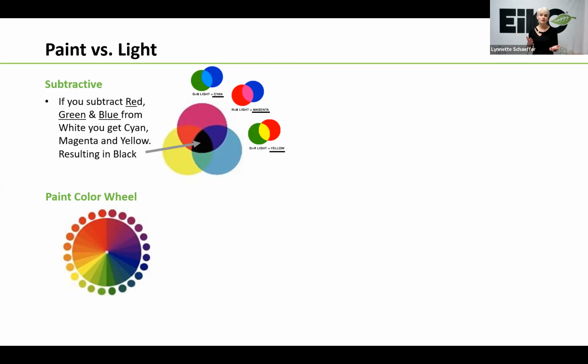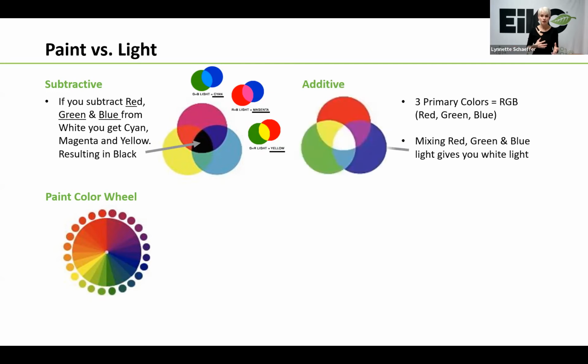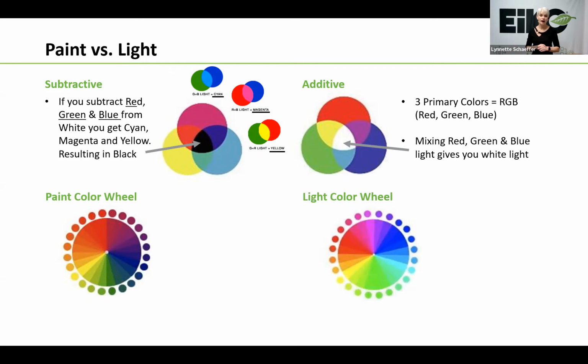So if you have ever bought paint or picked out paint for a room, you may have noticed that this little color wheel, which you see on the lower left-hand corner, is a little different from the actual color wheel that we deal with from light. As you see popped up on the right-hand side of this slide, when you mix red, green, and blue light, you actually get white light.